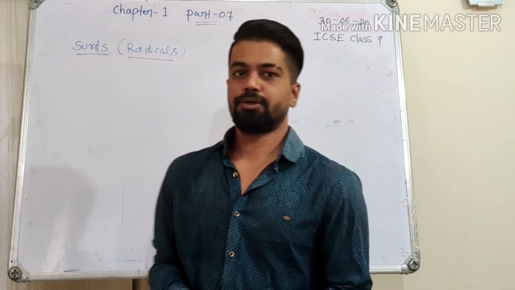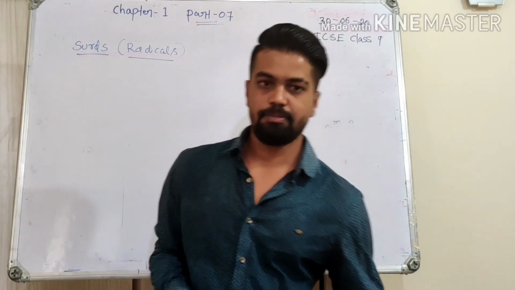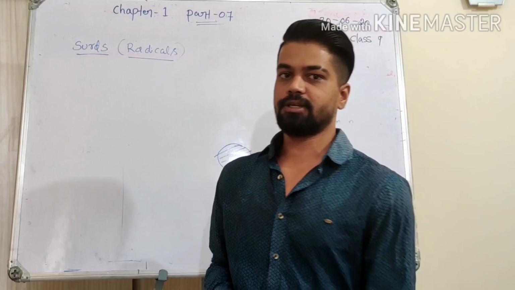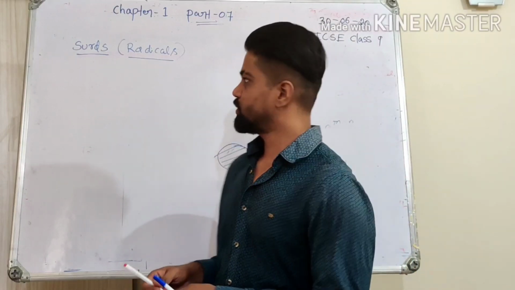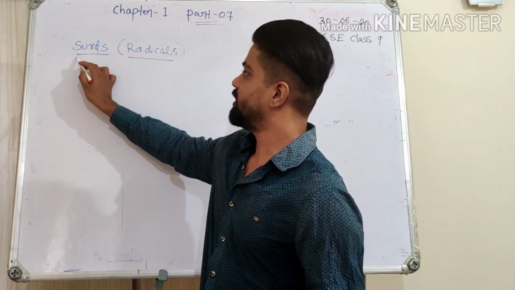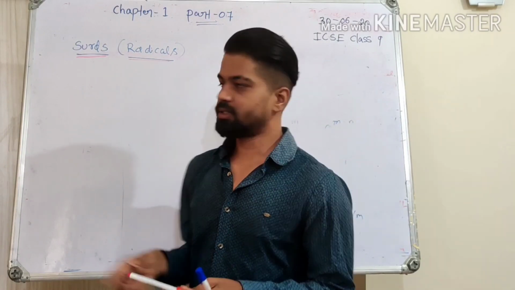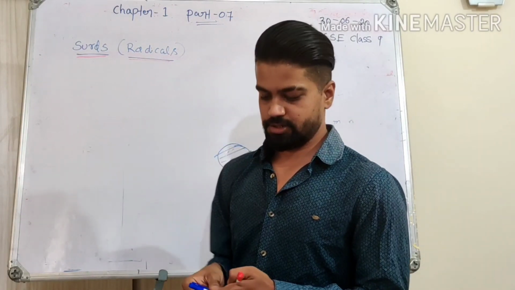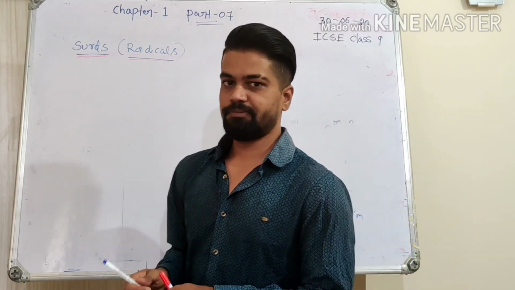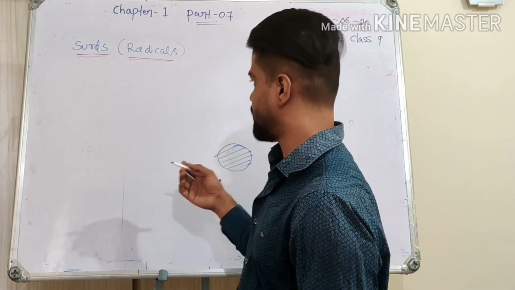Today we are going to see the final part, and after that I will be doing the last exercise in this chapter. That is today's topic, a very important topic in this chapter: surds. Surds are also called radicals. So what is a surd? The definition of a surd, according to your textbook, is like this.